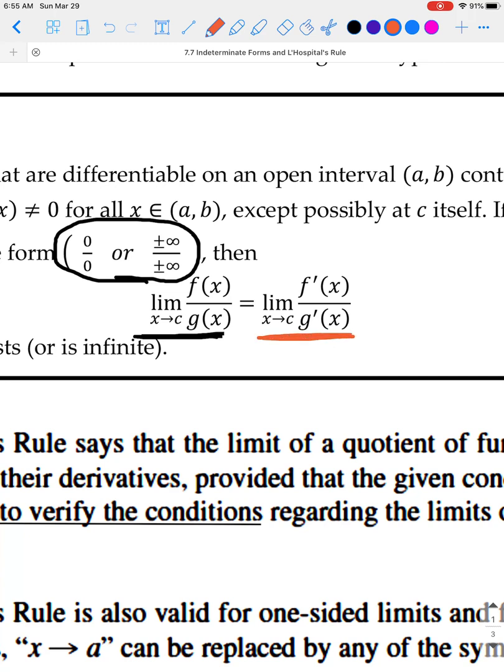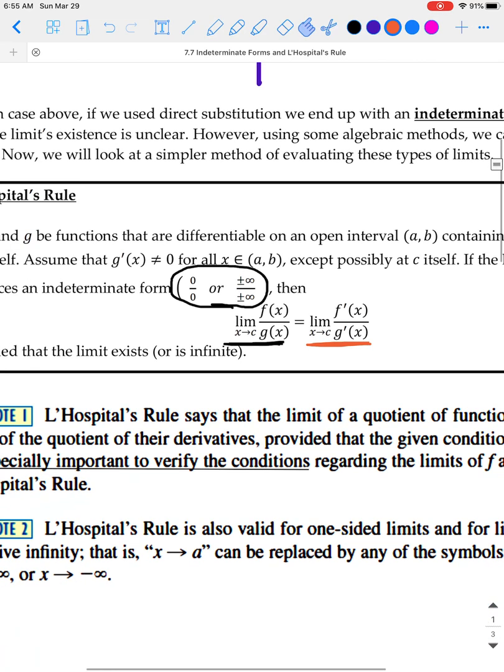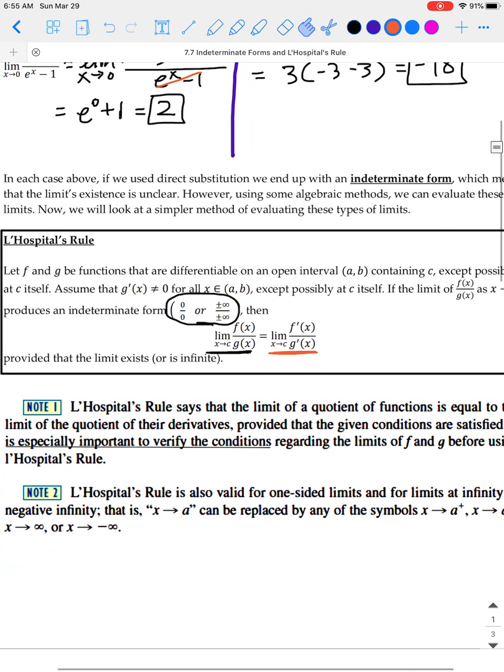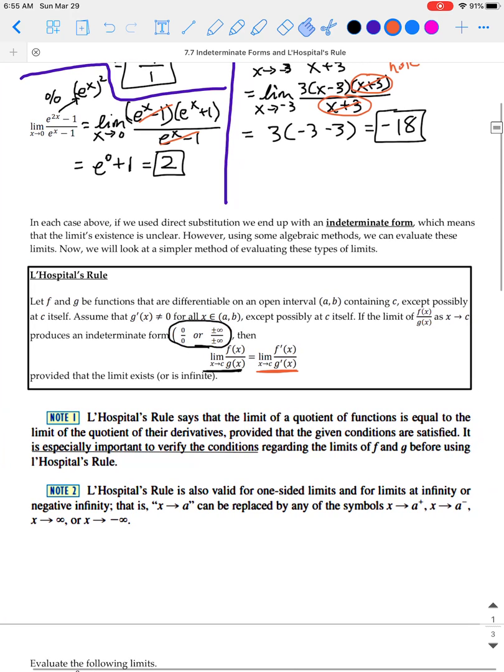Then what's also going to be true is that the limit of the ratio of the derivatives of each one of those separate functions, the numerator function and denominator function, is going to give you the same limit. So that's going to be really, really useful because that f prime over g prime expression might be much easier to evaluate with a limit than f and g together.